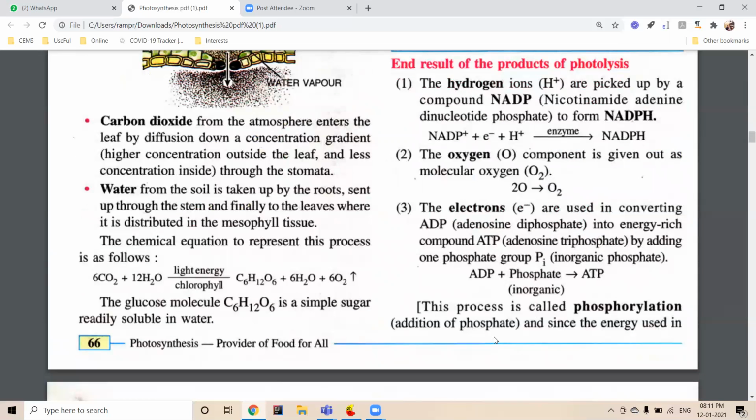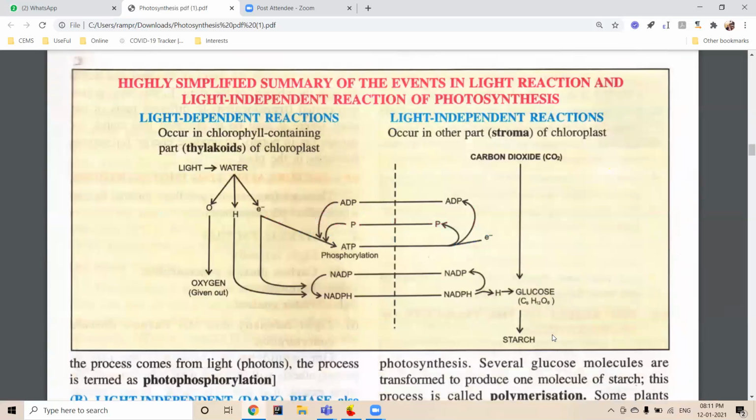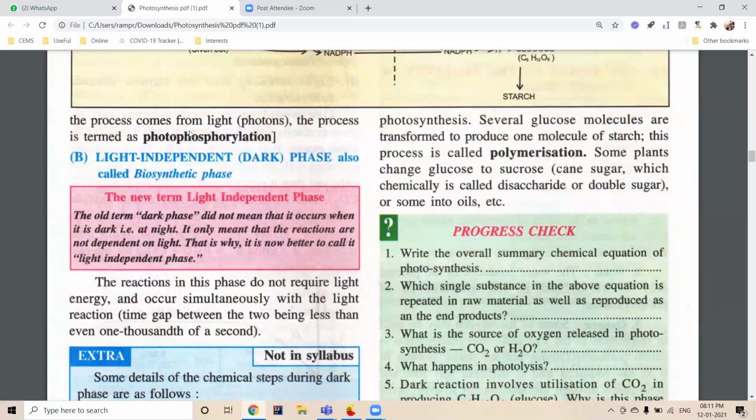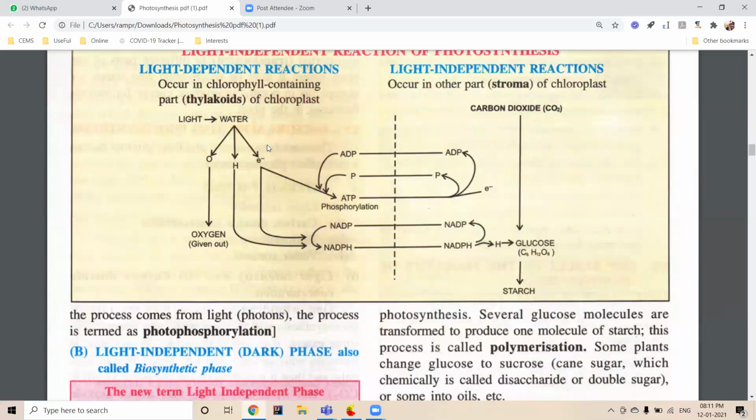These electrons are very important to produce ATP, an energy rich component. So ADP plus phosphate give rise to ATP, adenosine triphosphate. Since phosphate is added, the process is called phosphorylation. Since the energy used in the process comes from light, the process is also called photophosphorylation.